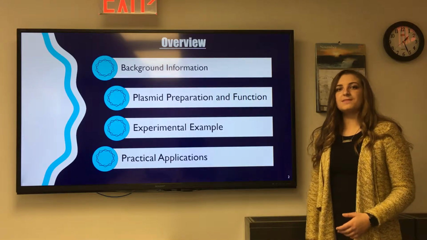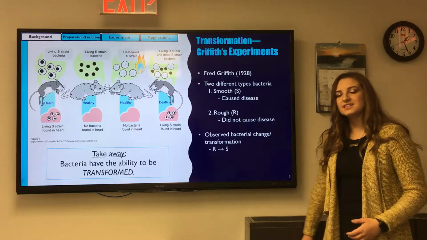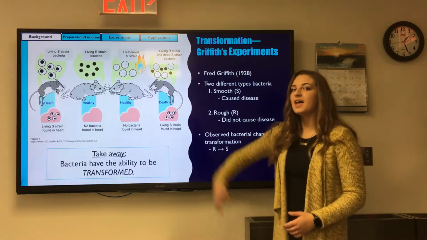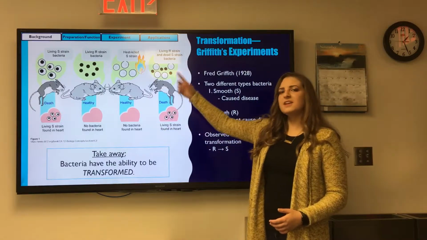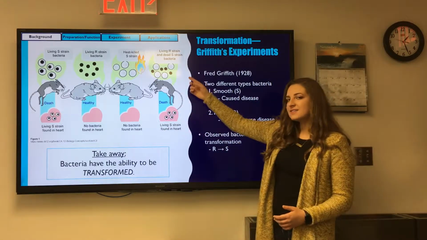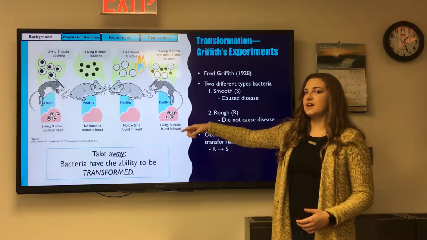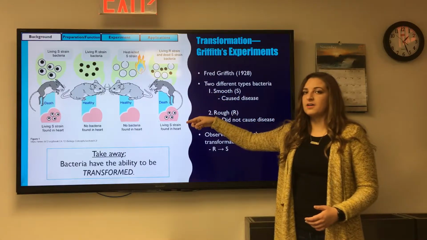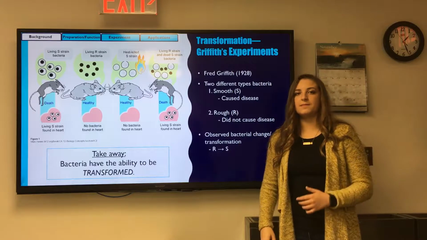This was demonstrated by Fred Griffith in 1928 in an experiment using two types of bacteria, an S-type that caused death and an R-type that did not cause death. When the S-type was killed, it did not cause death, but when the killed S-type was mixed with the R-type, it did cause death, showing the R-type had changed.